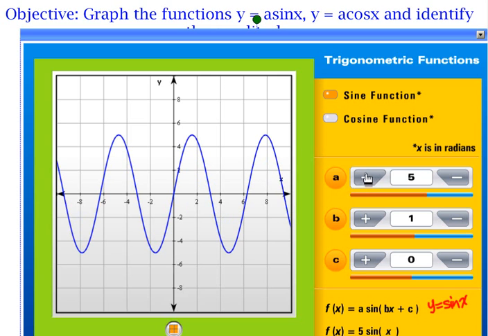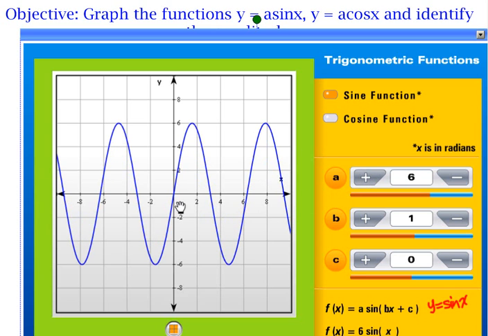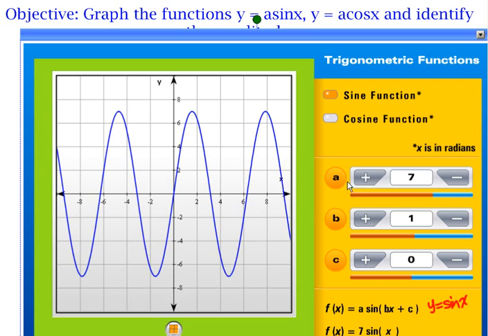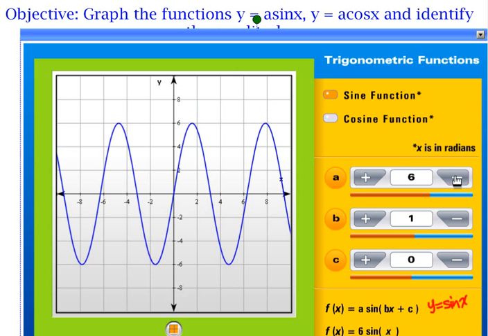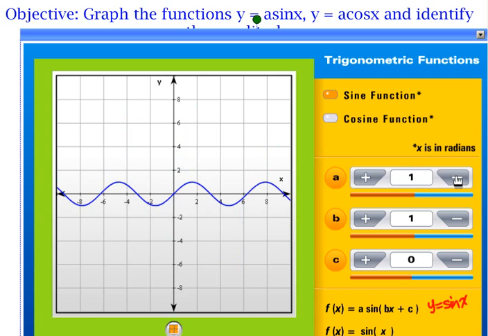If I put in 5, it's not changing any of the x-intercept points. Do you notice that? It's just changing my maximum and minimum points. Can go all the way up there. Now let's go back down. And okay, so here we have just y is equal to sine x. 0 is going to zero it out for a minute.